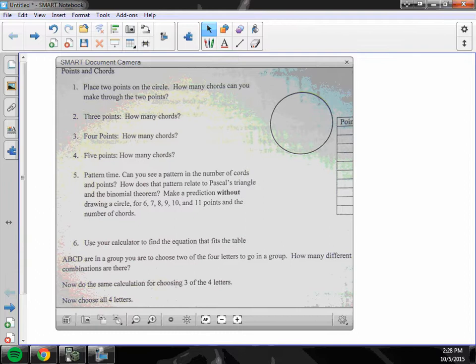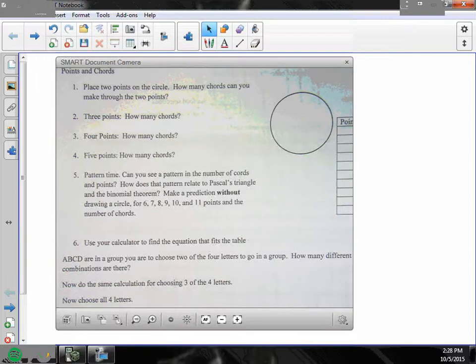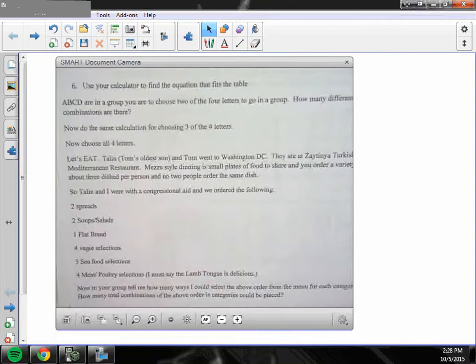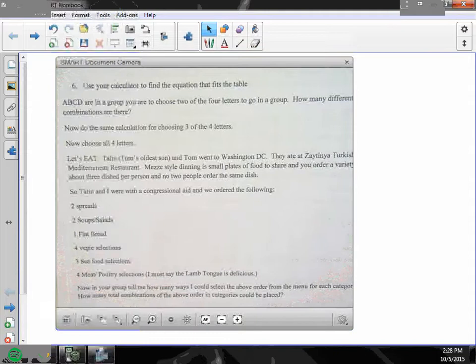So I just did that to show you that Pascal's triangle has a ton of uses. And we're going to use it today for probability. So let's say A, B, C, and D are in a group. Imagine these are people, and you were to choose 2 of the 4 letters or people to go in a group. How many different combinations are there?